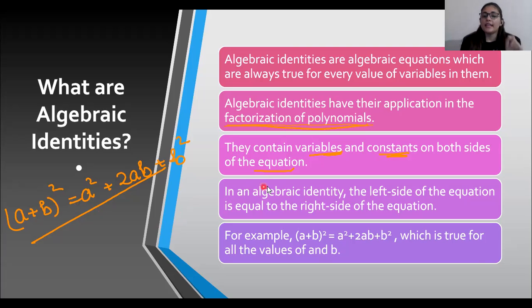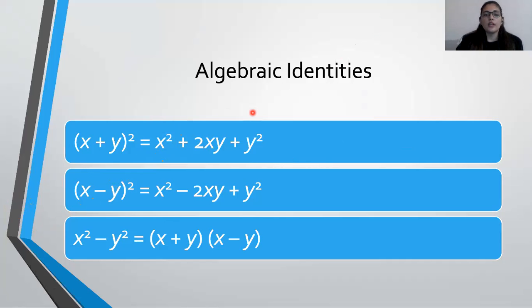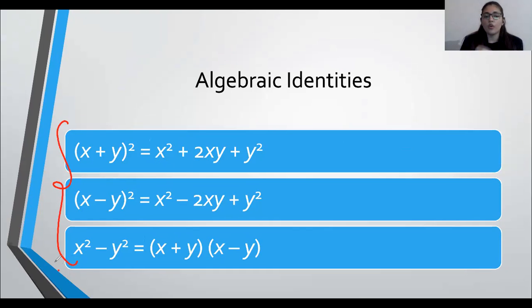In an algebraic identity, the left side of the equation is always equal to the right side of the equation. You will always get an equal number once you replace the variables with a constant. You will get the equal number on both sides. Simple. Here we will go through three basic algebraic identities, and we will understand how we can apply them and how they work.